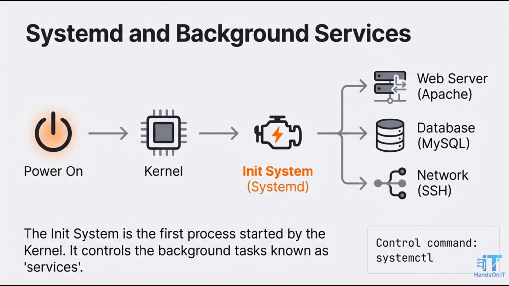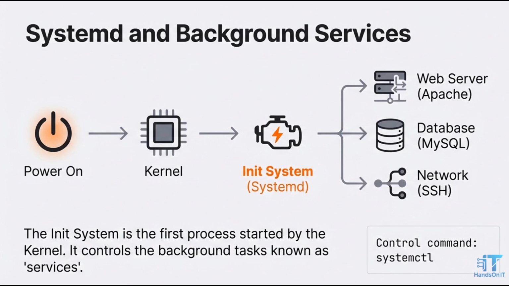Init system and services. Let's dive into how Linux handles system services and background tasks. The init system, such as systemd, controls the startup of the services when the system boots up. Services are things like the web server, database server, or network services. The init system makes sure these services start and stop when needed. The systemd system manages everything behind the scenes. So when you start your machine, services like Apache, MySQL and SSH automatically start.